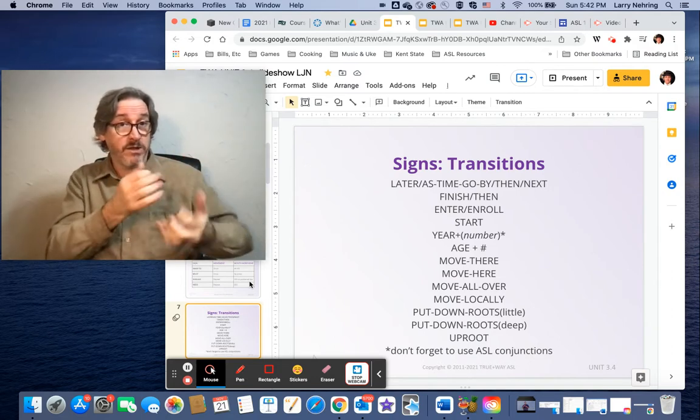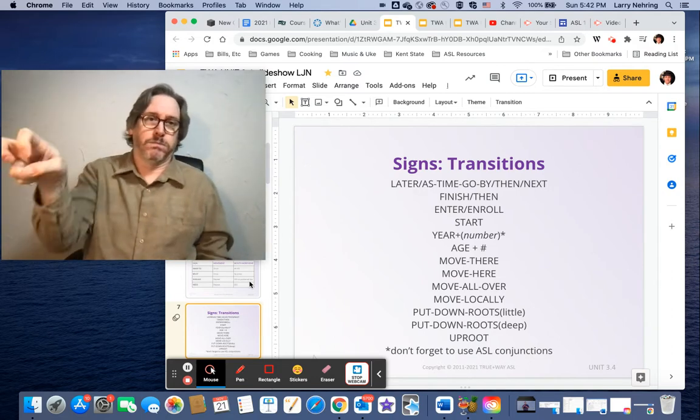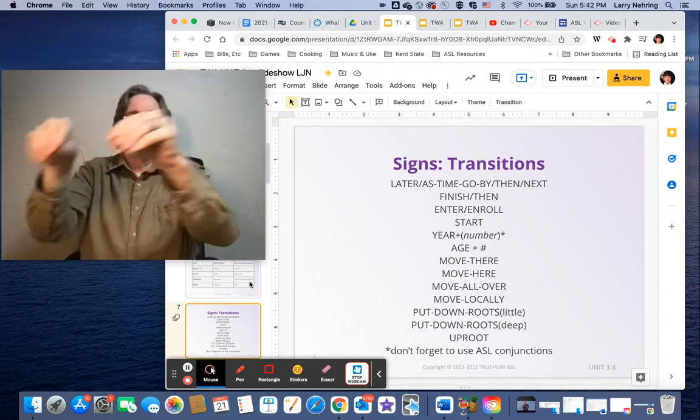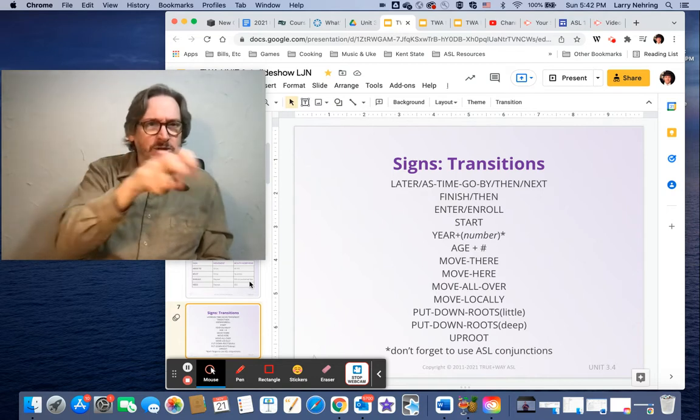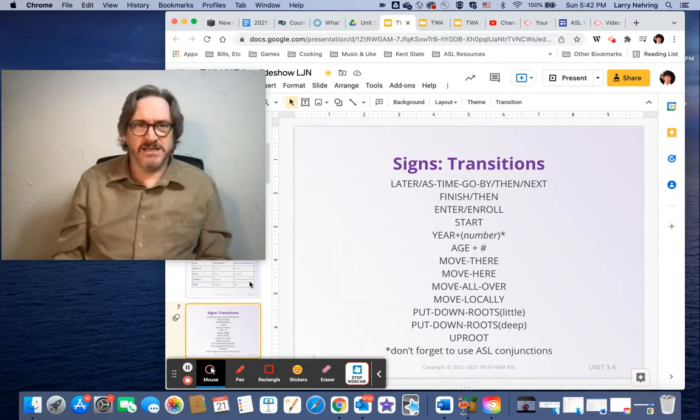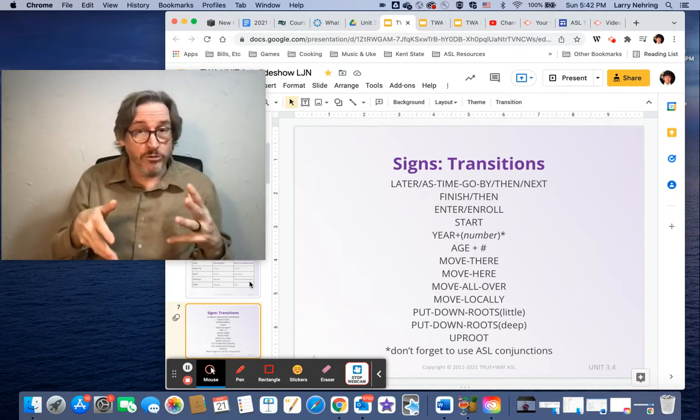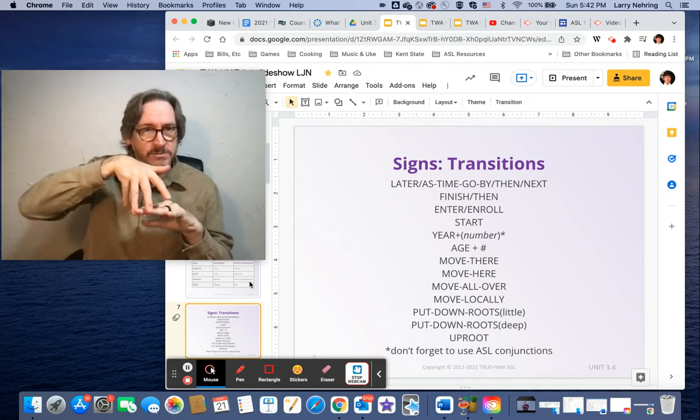Military, your family military, right? So you could travel a lot. I see most military folks using this because they never really feel like they've put down roots, and that's the next sign, put down roots.